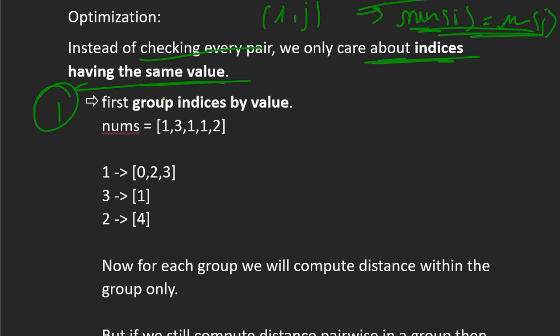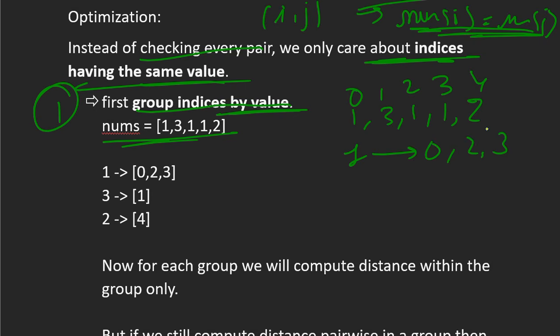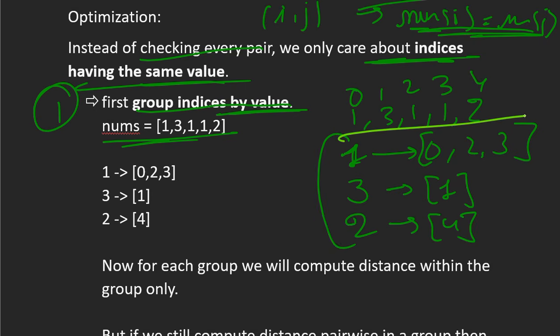So the first thing that we do is group the indexes by their value. Suppose this is our example 1 3 1 1 2. Index numbers 0, 2 and 3 have the same value, that is 1. So we group these indexes at one place. Then index 1 has value 3 and index 4 has value 2. So we have grouped the indexes based on their values.